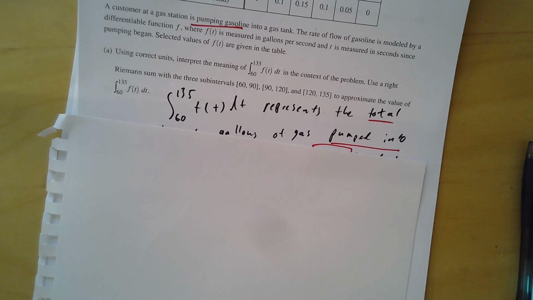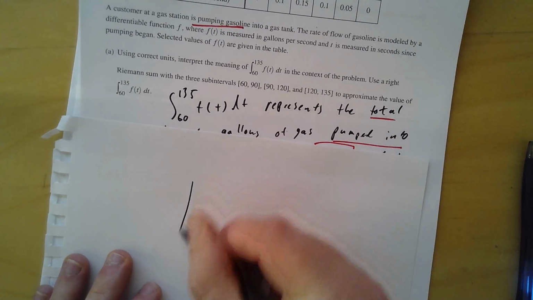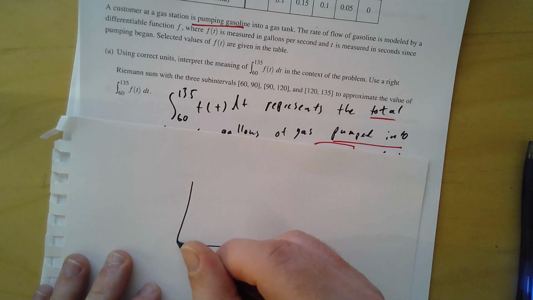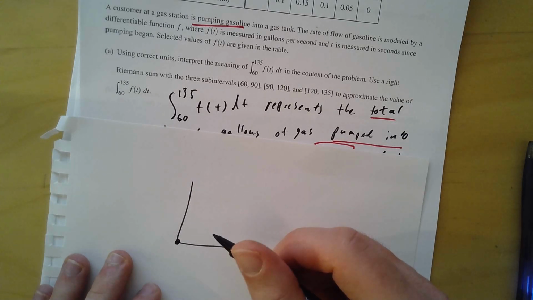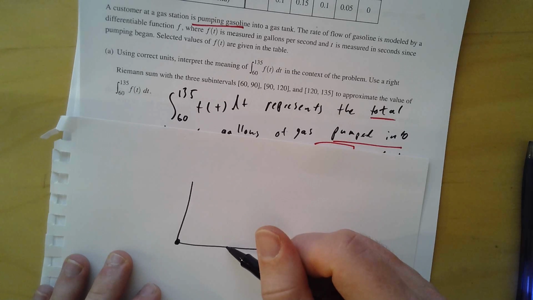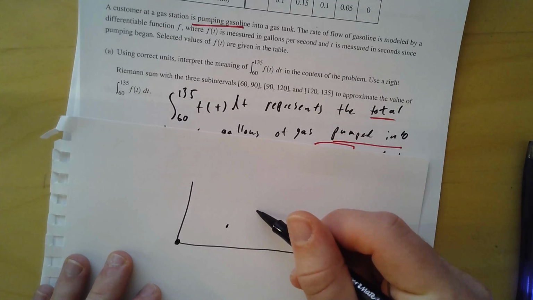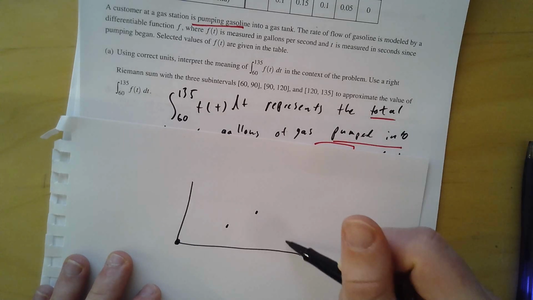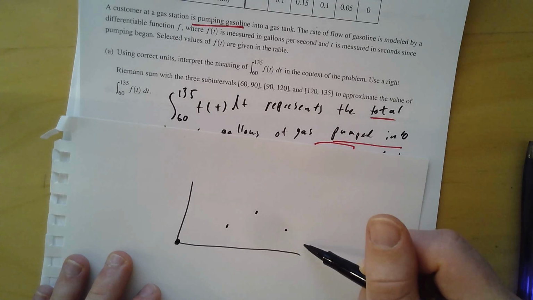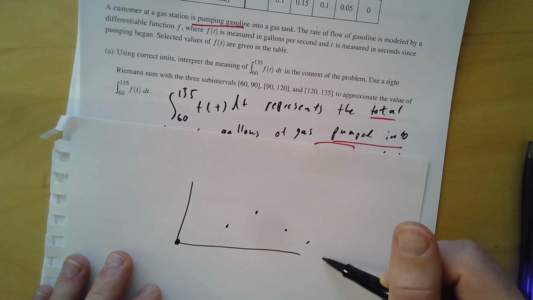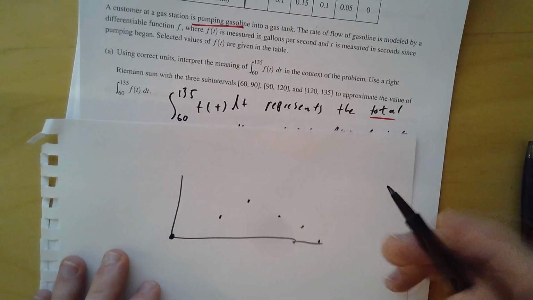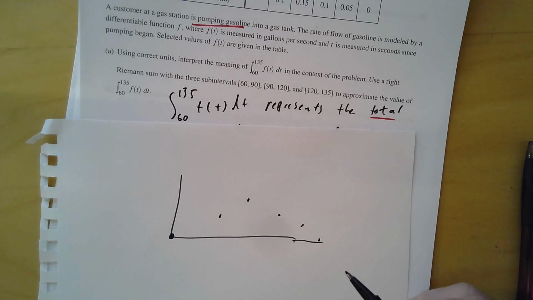If I want to find a right-handed Riemann sum, I think it's good to remind you what's actually going on here. So we have a point at 0, 0. We have a point at 60, 0.1. We have a point at 90, 0.15. 120, back down to 0.1. Then 0.05 and then 0. Let's say this is kind of what the graph of the function looks like, right?